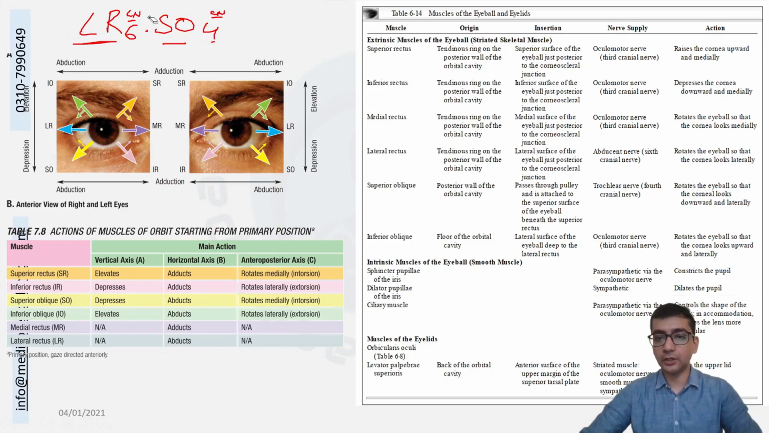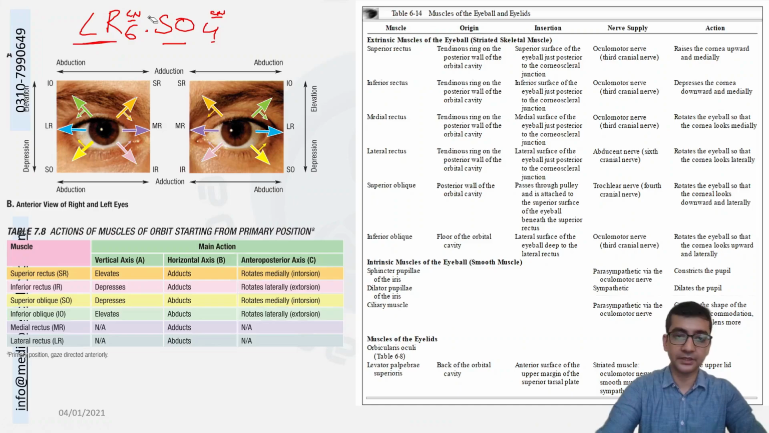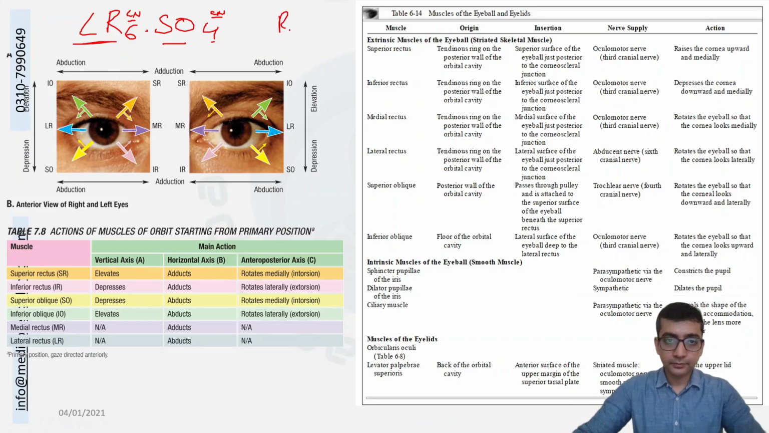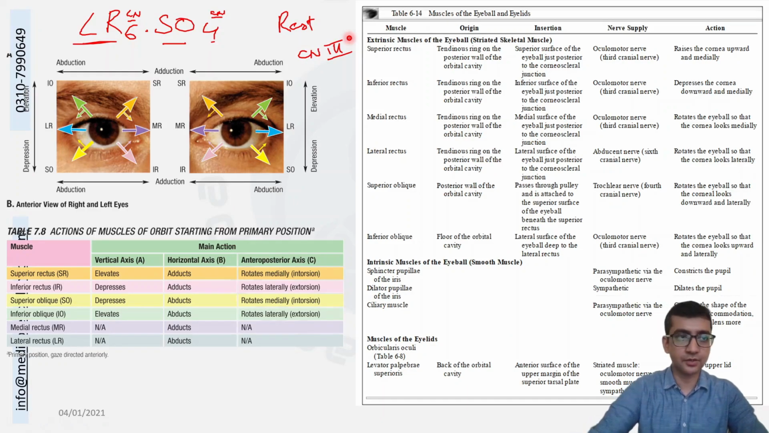And we are left with all the rest of the muscles. Those are supplied by cranial nerve number 3. The rest are supplied by the oculomotor nerve. It has a superior division and an inferior division. We will look at it shortly. So all of the rest are supplied by this.